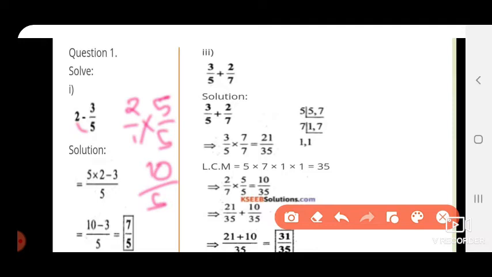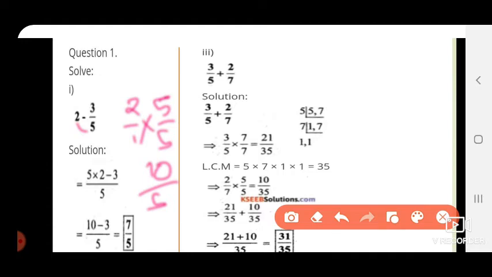Next one, children. 3 by 5 plus 2 by 7. Here if you will observe, again the denominators are different. We cannot add, so first take the LCM. What are the denominators? 5 and 7. So 5 and 7, we can take directly 5 7s are 35. Why? Because 5 and 7 have no common factors at all. But sometimes it will not work out also. So first try to take the LCM only. 5 and 7, if we take the LCM, we will get 5 7s are 35.